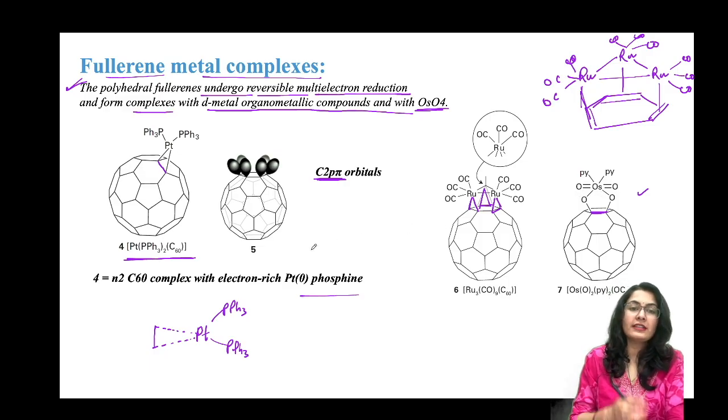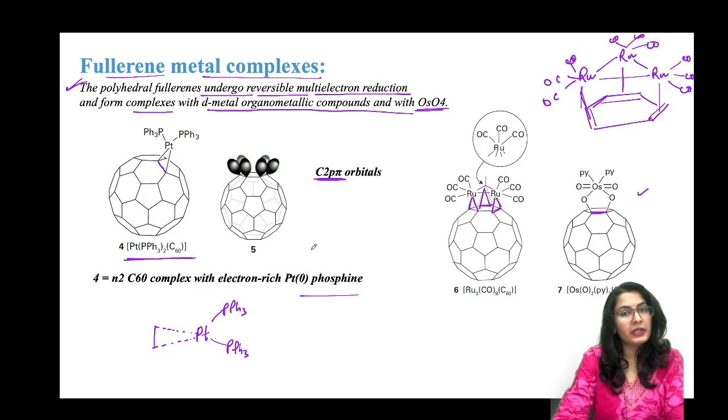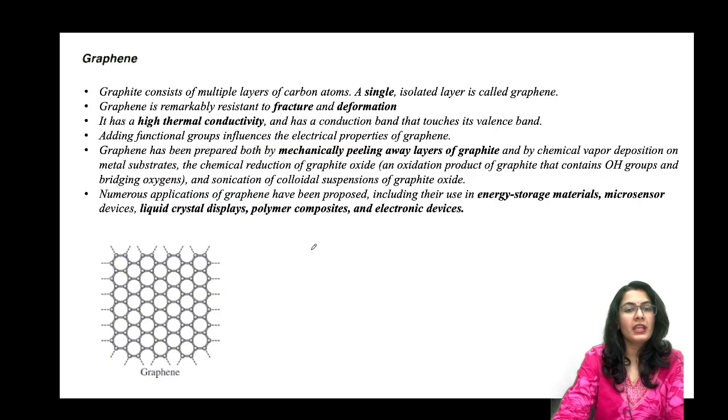So these are three different types of examples that I have discussed. I think that you find it interesting. You won't be able to draw, so just download the PDF. Now let's move onwards to the third one, that is graphene.